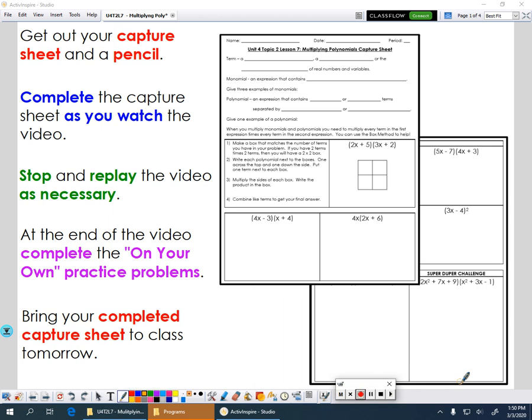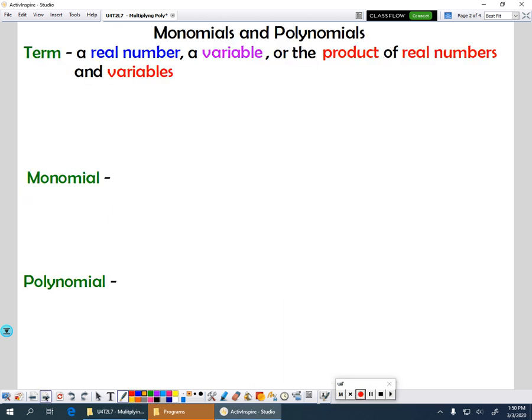We're going to use our box method to multiply polynomials. Now before we start, it's important for you to understand what I'm saying when I say polynomial or monomial or term. So a term refers to any number, any variable, or any product of real numbers or variables. So these three things that I have examples here, these are your terms.